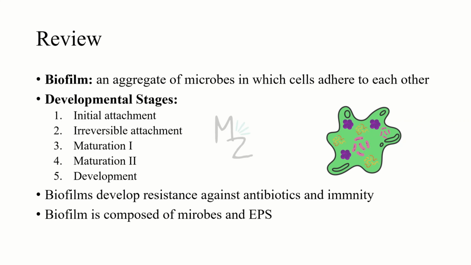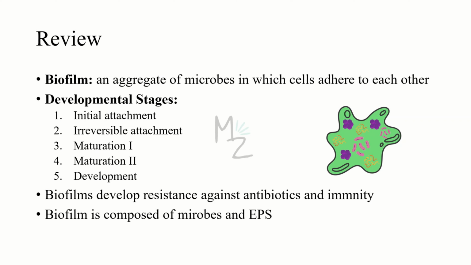Alright guys, let's review everything really quick. Biofilm, it is an aggregate of microbes in which cells, we are talking about the microbial cells, adhere to each other on a surface. They have got the following developmental stages. Number 1, initial attachment. Number 2, irreversible or permanent attachment. Number 3, maturation 1 or colonization. Number 4, maturation 2 or growth stage. Number 5 is development.